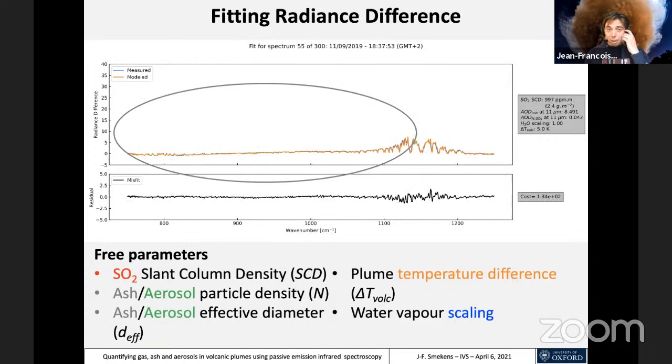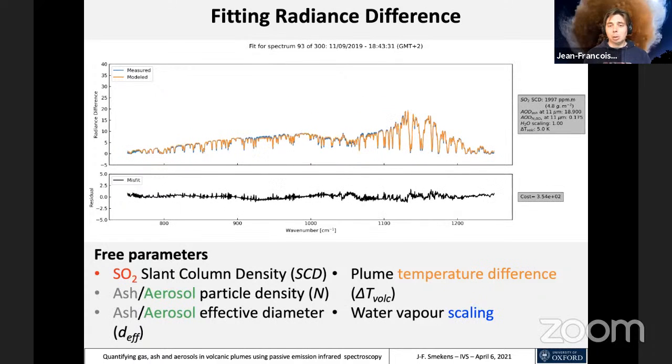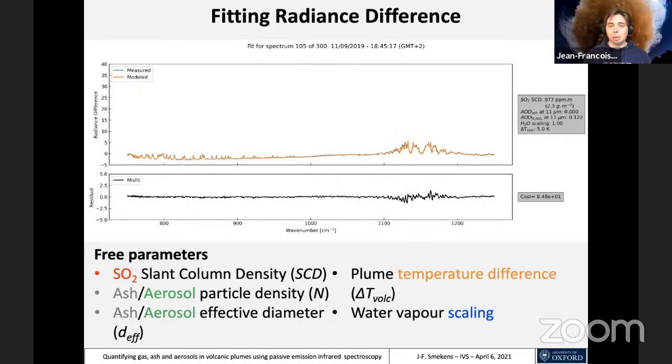They essentially act like a black body emitter. And then if there's one more thing, I think it will show up in a few seconds here, on the shoulder next to the SO2 feature, you'll see some variations that are actually due to the sulfate aerosols and the amount of sulfate aerosols.